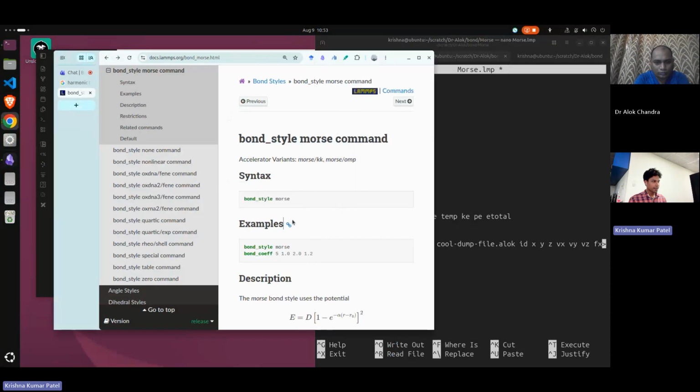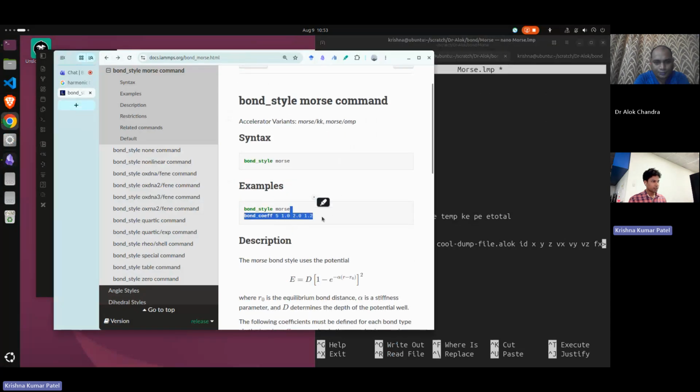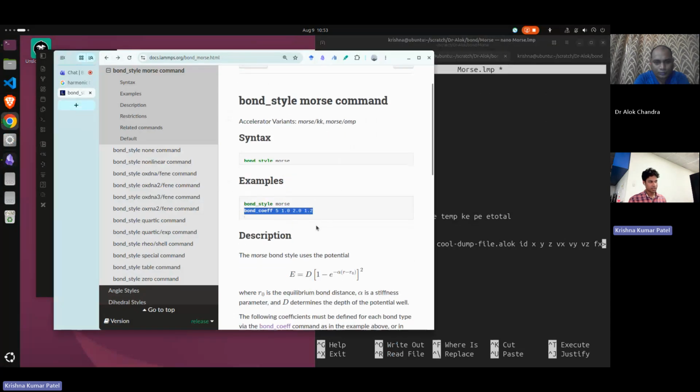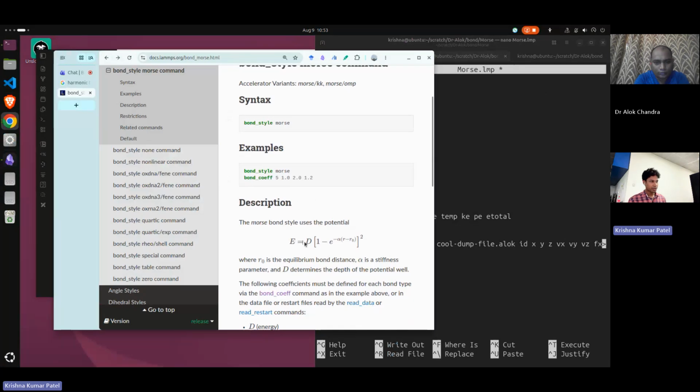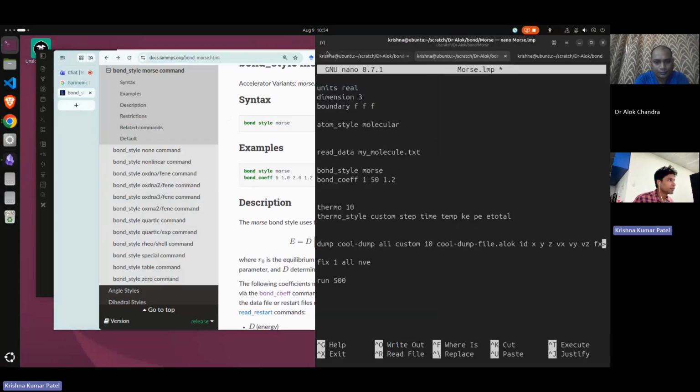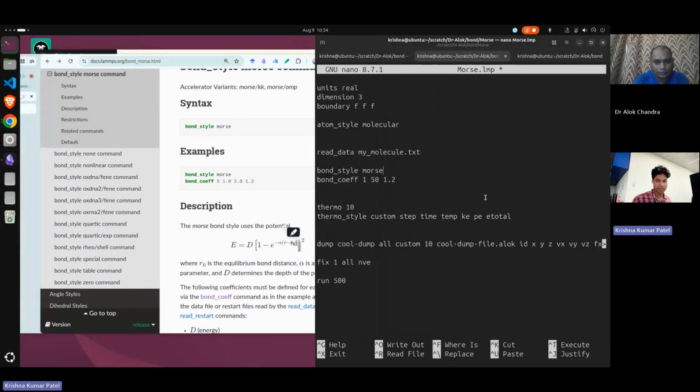So that is written. And then we are going to need coefficients, right? Coefficient is going to be slightly different. This time you have to provide D value, alpha value, and R naught value as well. There are three constants that we need to provide now. In the harmonic, we have to provide only K and R naught, those two, right? So this time we have to provide three of these. Let me see what parameters I'm going to use.